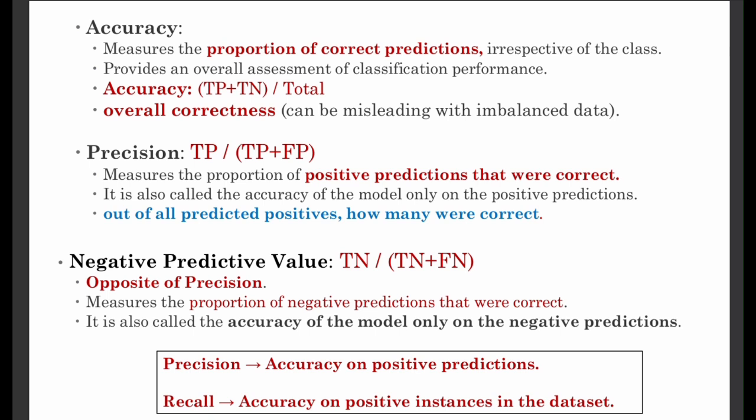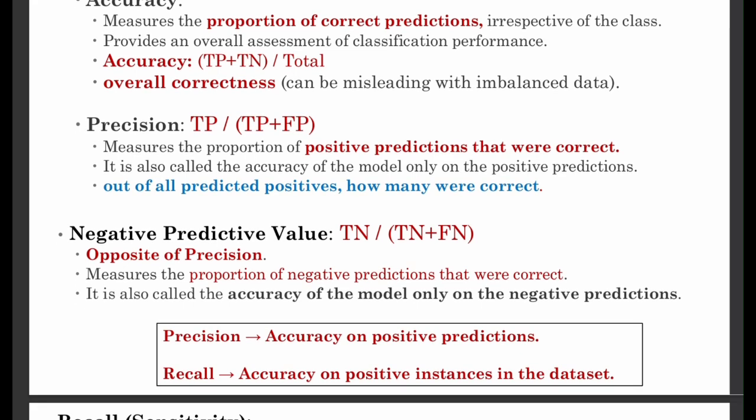Now, coming to precision. The formula for precision is true positive divided by true positive plus false positive. That means out of all the times the model predicted positive, how many were actually positive? This measures the reliability of positive predictions. Coming to negative predictive value, the formula is true negative divided by true negative plus false negative. Out of all predictions of negative, how many were actually negative? This is the opposite of precision for the negative class.